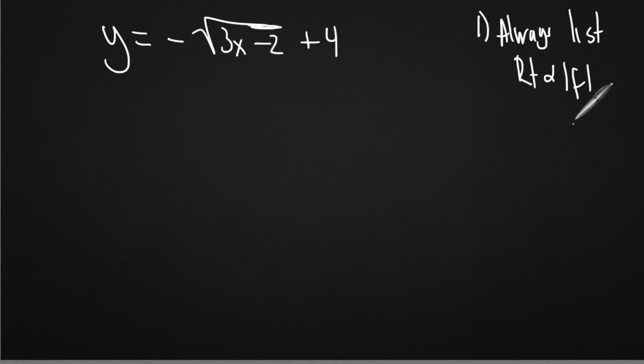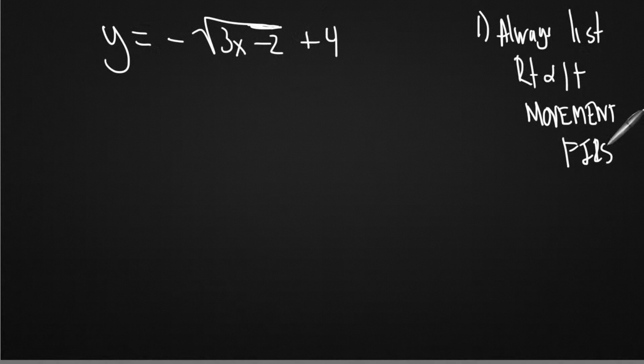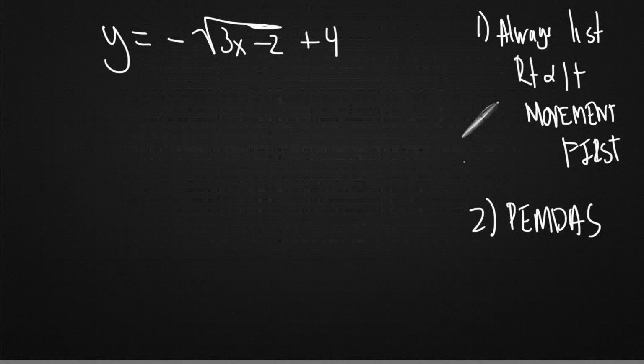Actually, let me write that a little bit better. Your right and left movement first. That is the key. Make sure you do that first. And then after that, follow PEMDAS. Follow the natural order of operations. So, the first thing that should jump out at you all the time is the x minus 2. So that's going to be right 2 units. So as you're listing them in order, it's going to be right 2 units.